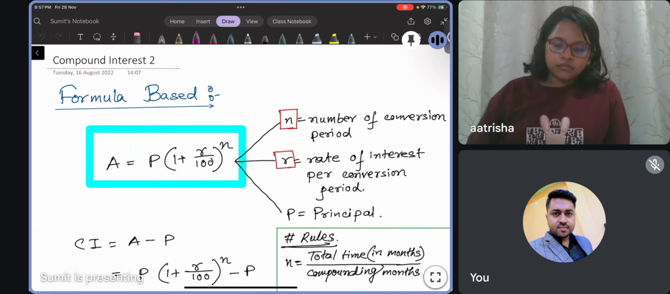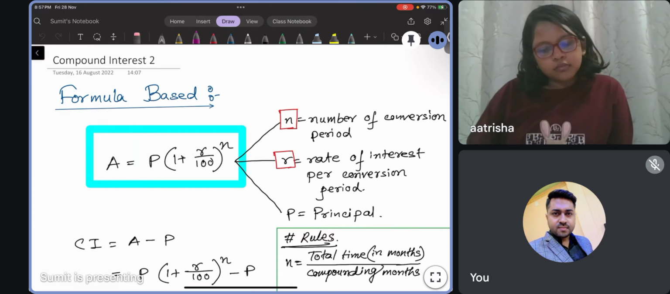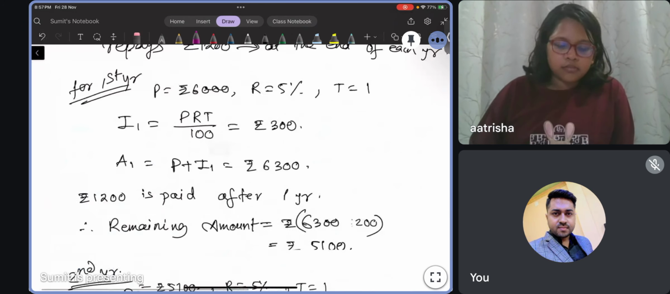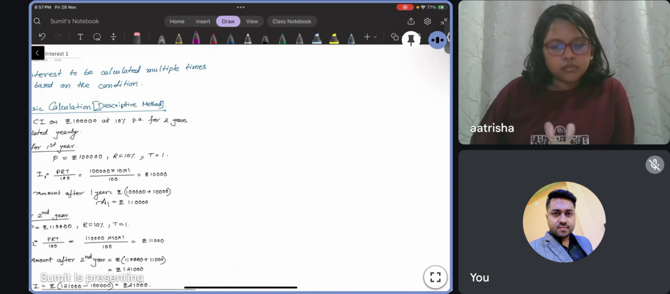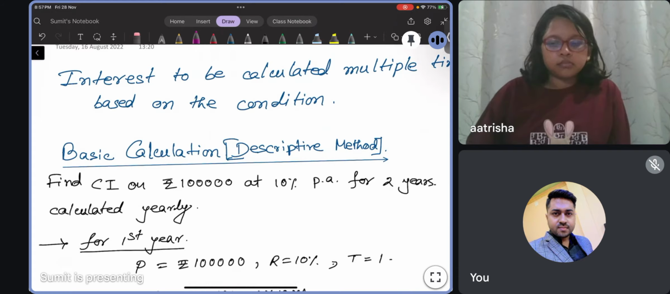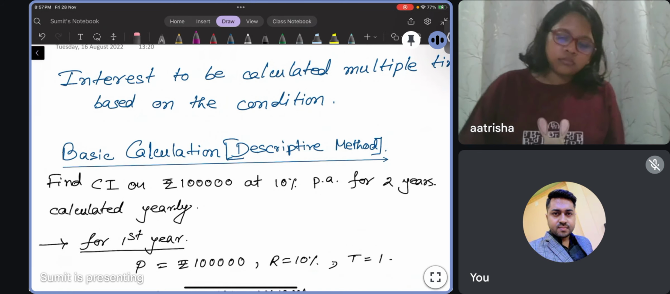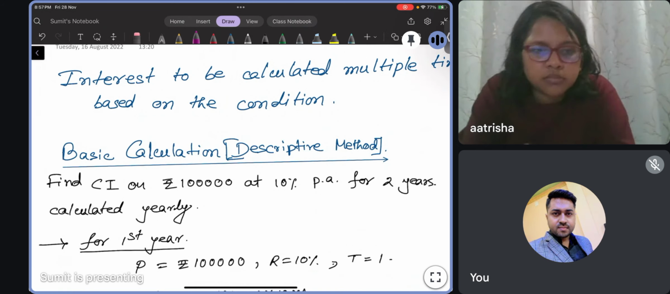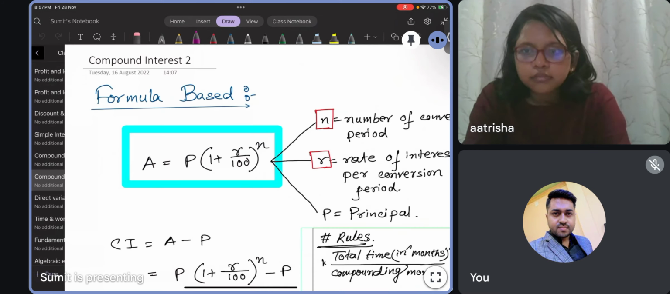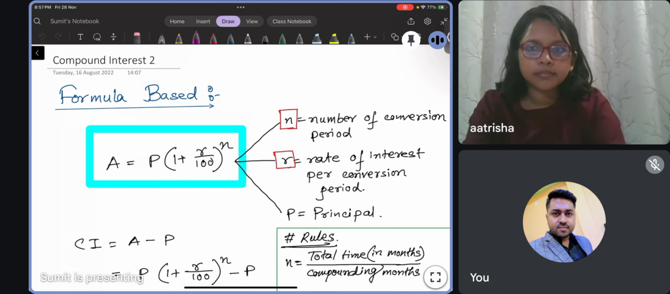Like, already we have done one class on compound interest. That was the basic format, right? Basic format means the topic was the descriptive method of compound interest. Descriptive method means how to use the simple interest formula and then find the compound interest, which is the actual meaning of compound interest, and that we have already done. Now compound interest we will do using the formula.